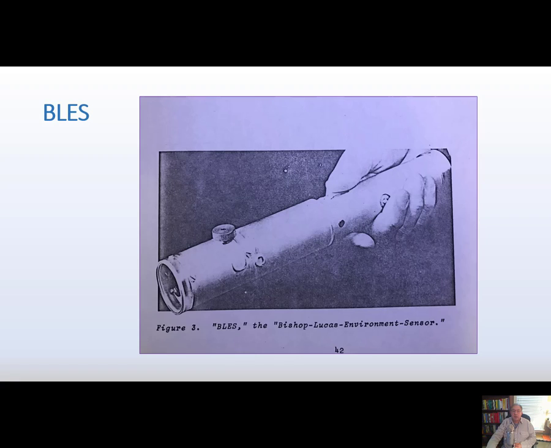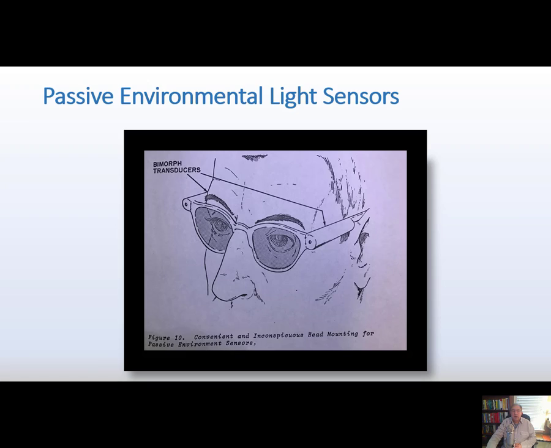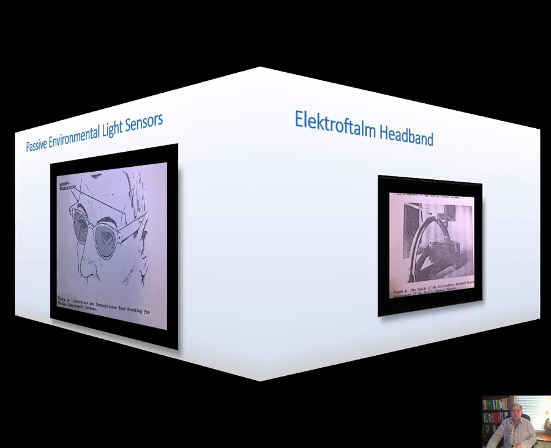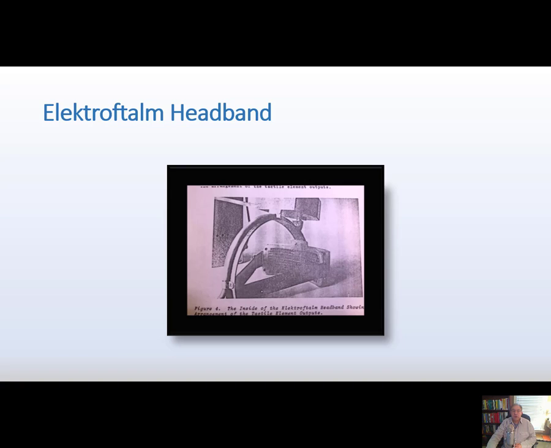The BLESS, looking like a mail tube, looked something like this. And this is the set of spectacles that used cameras and transducers to change light into sound. And this is that Electrothalm headband. You can imagine wearing that, how that would look to the outside world.